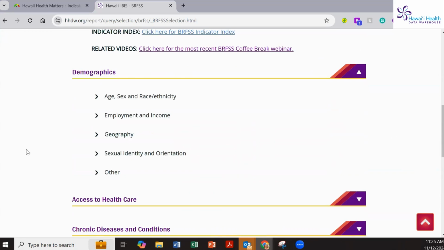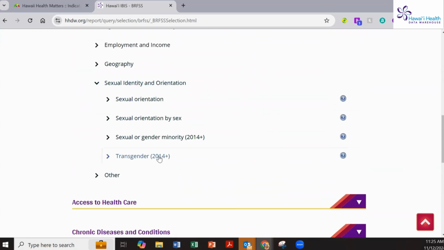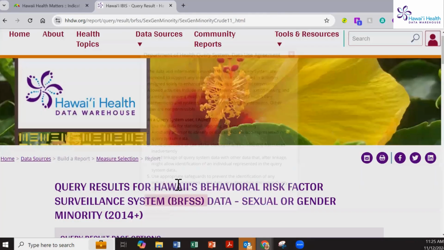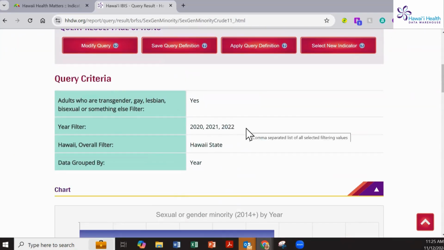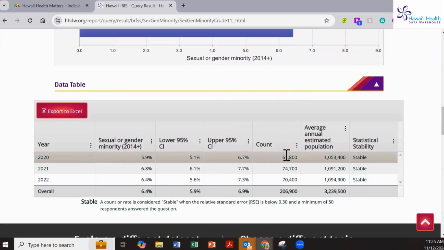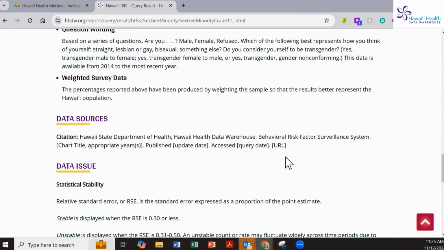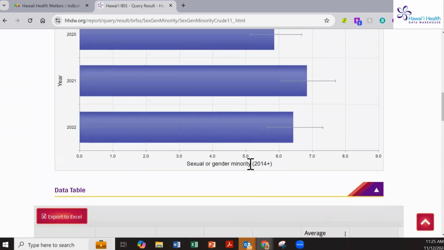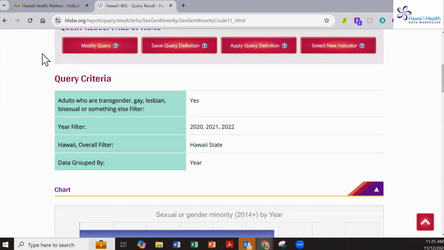So you can look at sexual orientation and gender identity by itself. So in this case, maybe we'll look at sexual or gender minority. And what it's going to show you is the 3 most recent years of data in a chart and a table form. And again, there's some notes below about details for the indicator and suggested citation. But for those of you who are familiar with this site, you know that the power of this actually comes in being able to modify your query.